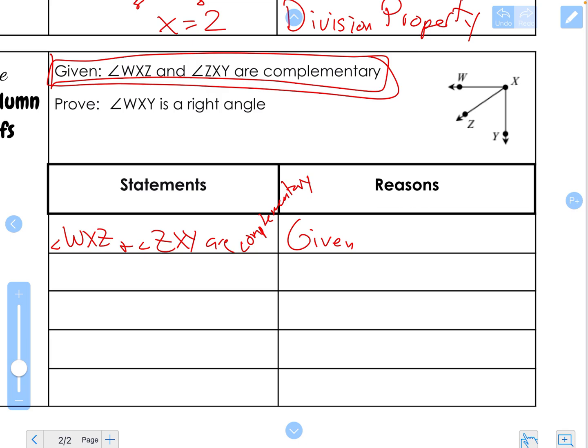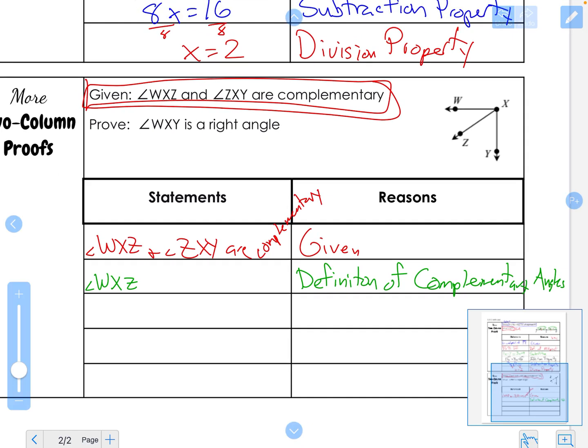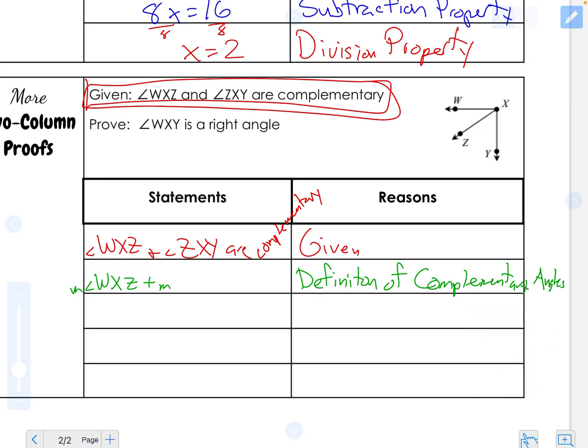Okay, so now I'm going to use my definition of complementary angles. And what this tells me is that two angles have to be the sum of 90 degrees. So that's what I'm going to write. The measure of angle WXZ plus the measure of angle ZXY equals 90 degrees, because that is my definition of complementary.